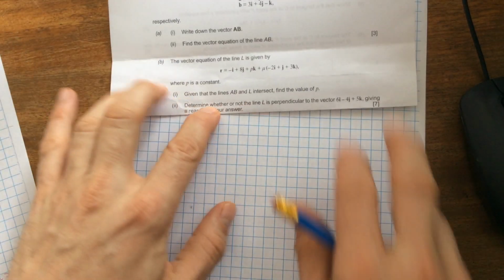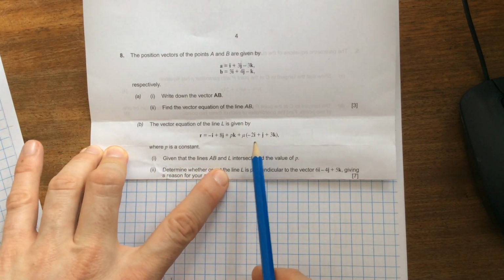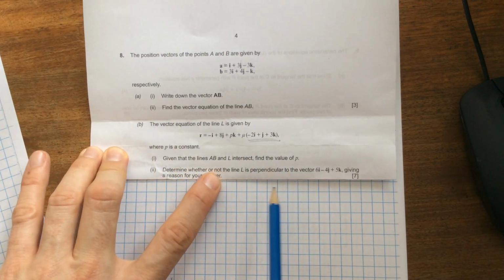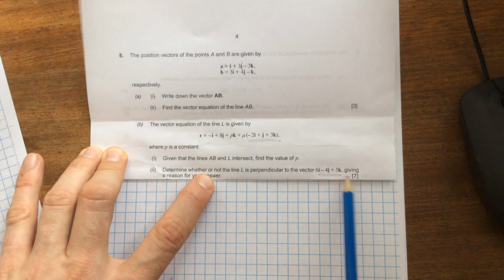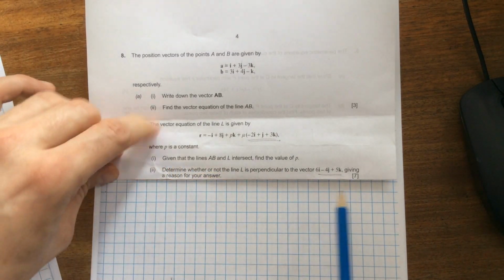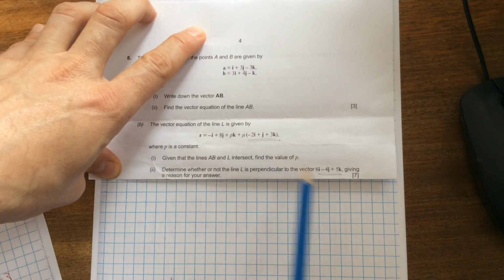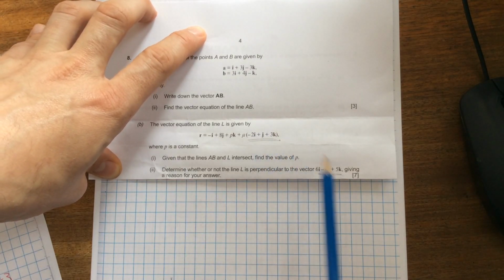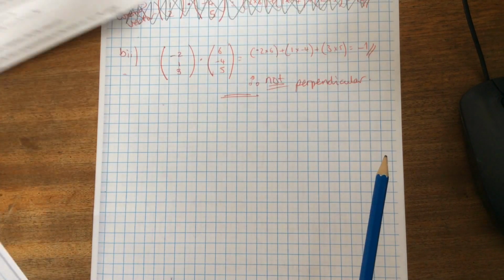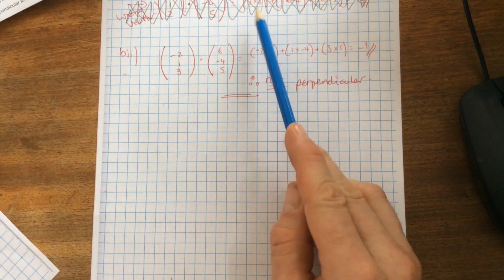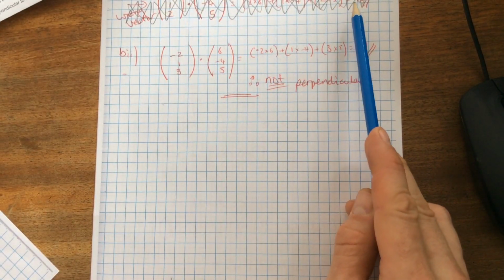It then asks us to determine whether or not line L, so we need to look at the direction part of line L, is perpendicular to this vector here. Give a reason for your answer. So we're going to dot product these two vectors here and see if they come to 0, right? I did it wrong first of all and picked the wrong vector, so please ignore that.